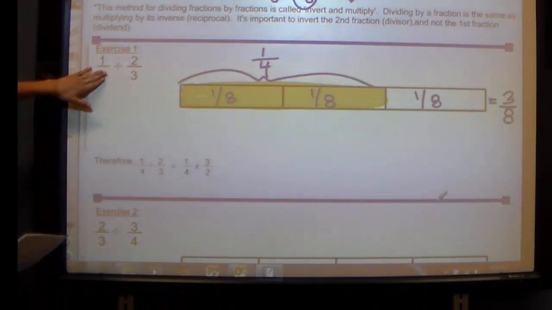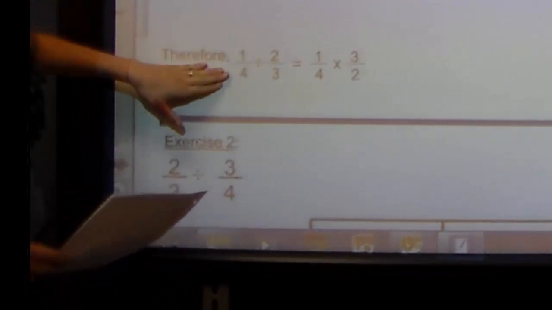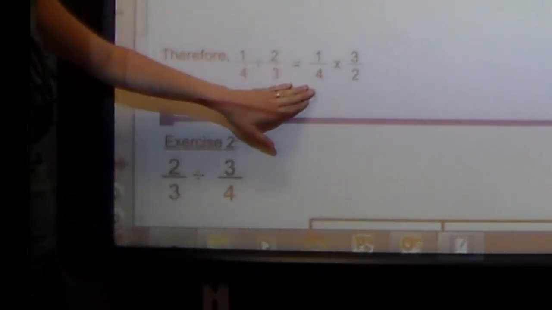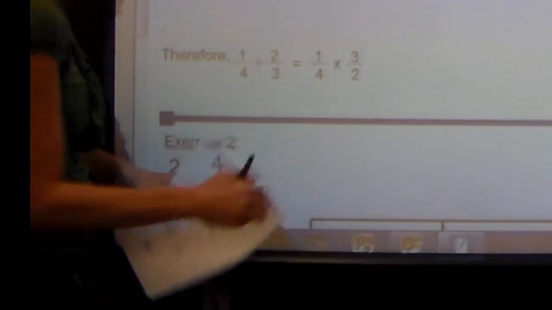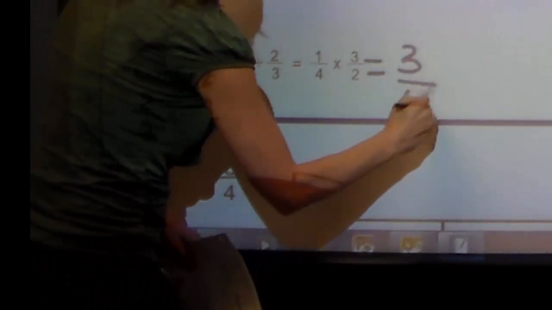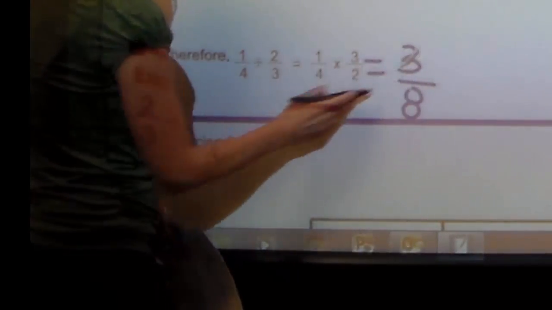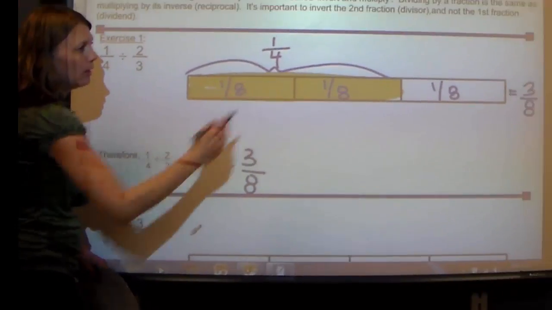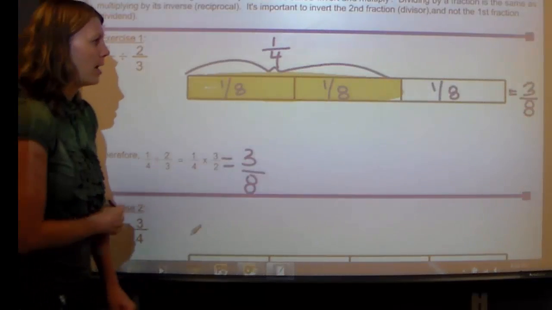So if you have a fourth, and you're dividing by 2/3, that would be the same as multiplying 1/4 by 3/2, which you can see. You multiply across. 1 times 3 is 3, 4 times 2 is 8, which is the same answer that I got as my model.